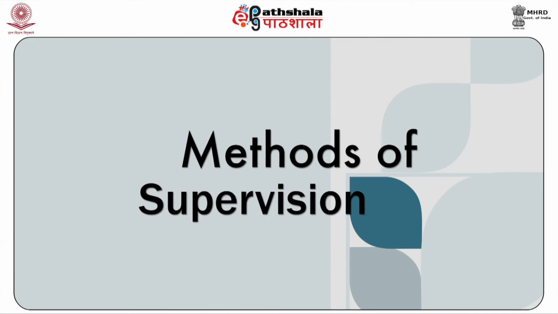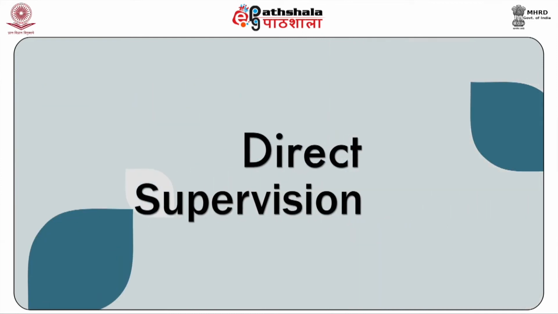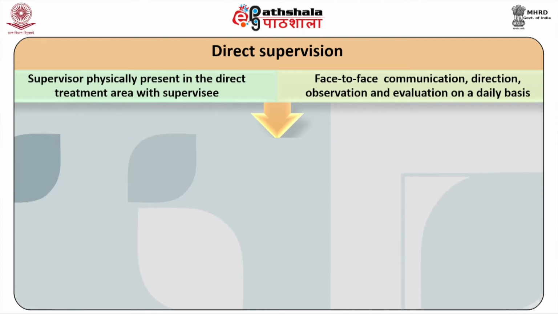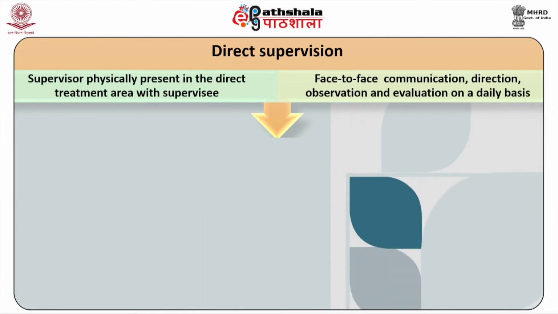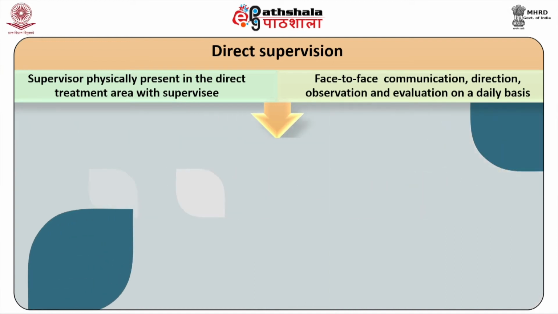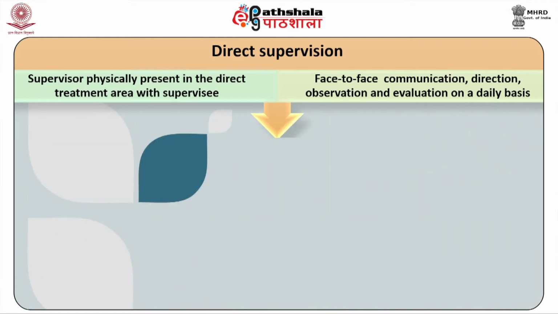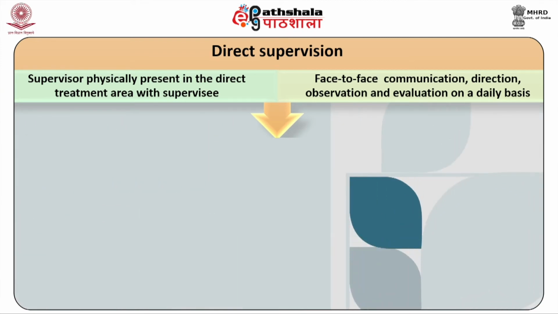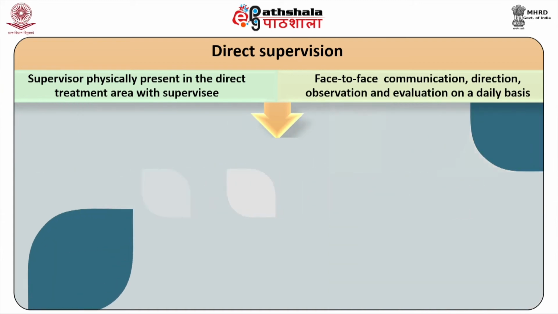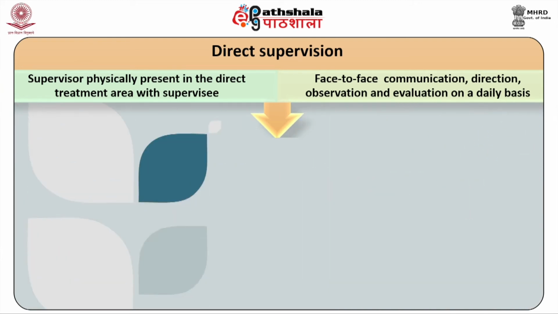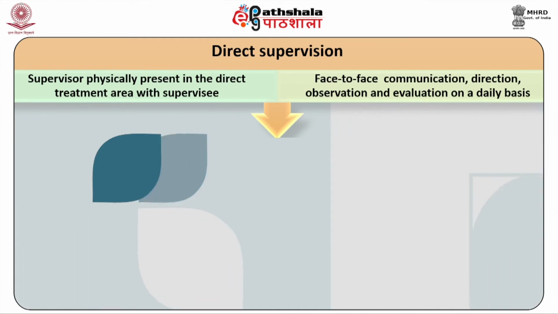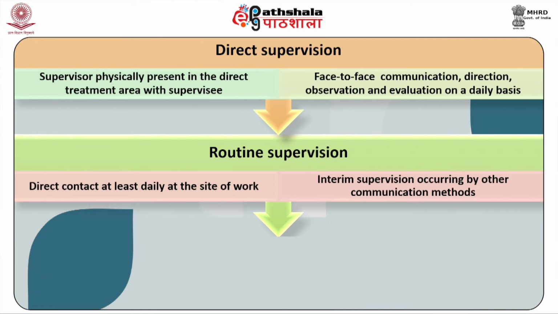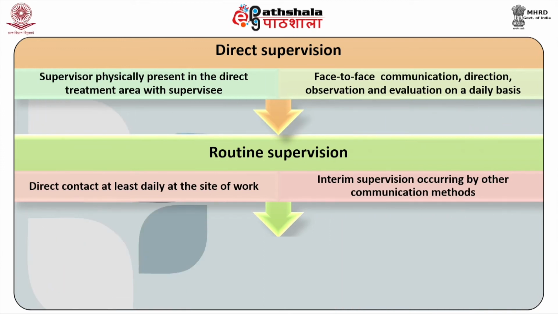Methods of supervision. Direct supervision. Direct supervision requires the supervisor to be physically present in the direct treatment area of the client-related activity being performed by the supervisee. Direct supervision requires face-to-face communication, direction, observation and evaluation on a daily basis. Routine supervision requires direct contact at least daily at the site of work, with interim supervision occurring by other methods such as telephonic, electronic or written communication.